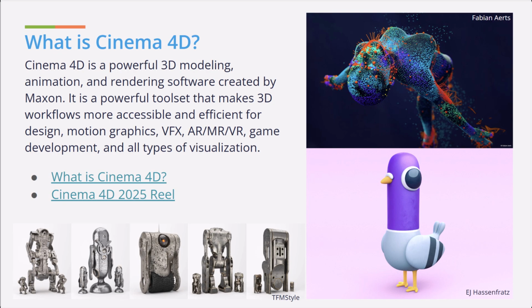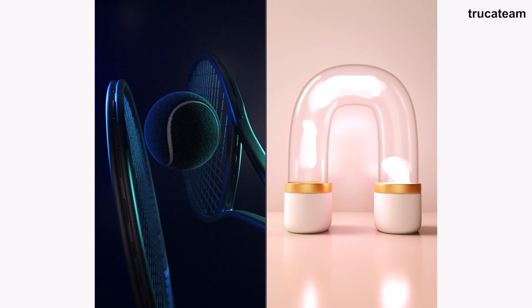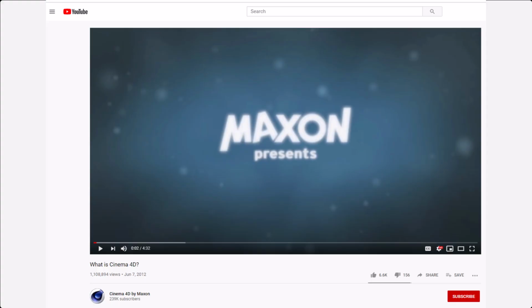Cinema 4D is a powerful 3D modeling, animation, and rendering software created by Maxon. It is a powerful toolset that makes 3D workflows more accessible and efficient for design, motion graphics, VFX, AR, MR, VR, game development, and all types of visualization. Here's a video from Maxon themselves.